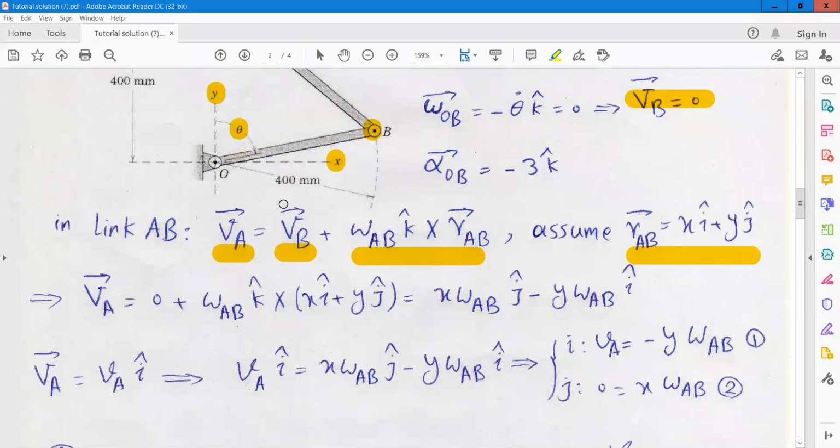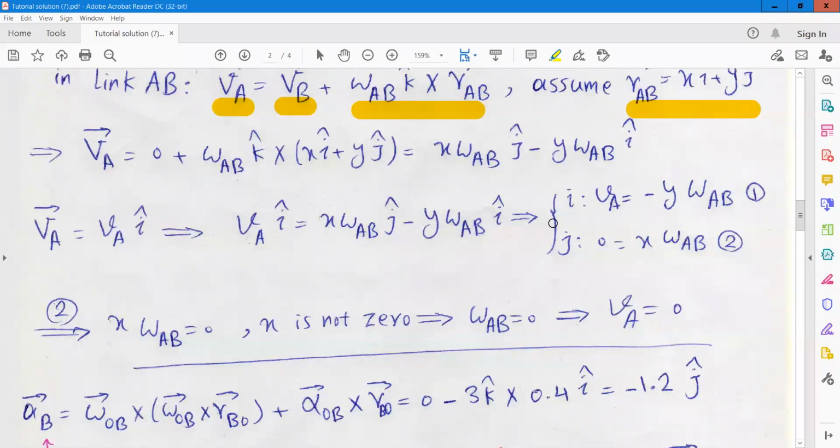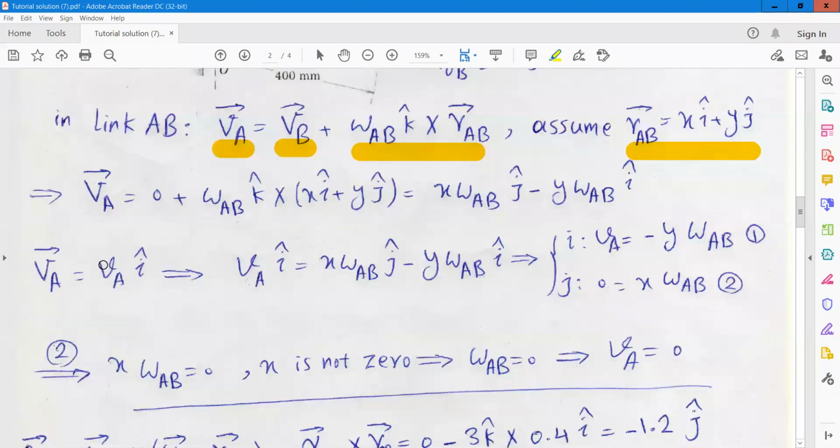So in the left hand side of the equation, we will have VA times i. It means that the velocity of A only has a horizontal component, or a component in the x direction. So we will have VA times i is equal to x omega AB j minus y omega AB i. So we have again two equations.